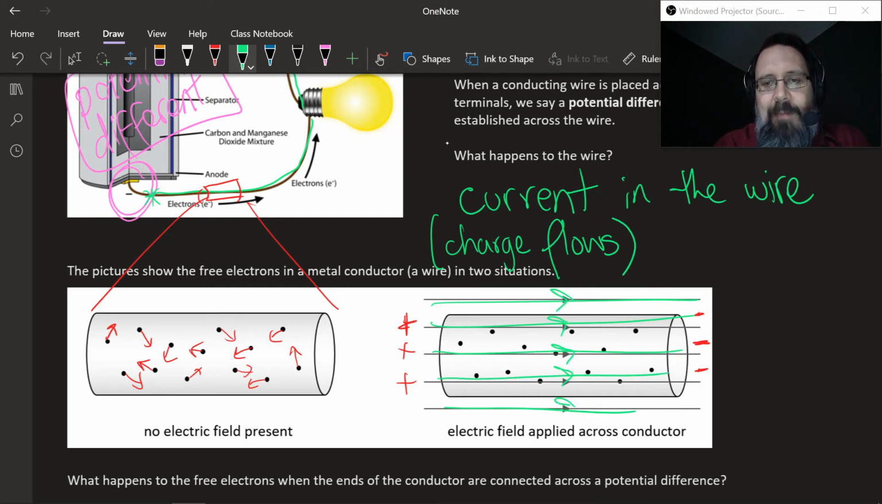And so what's going to happen to all those electrons? Remember, the electrons have negative charge. What's going to happen to all those electrons if they're inside this electric field? What are the electrons going to do? Which way will they move? To the left. They're going to move to the left. So now every single one of these electrons is going to move to the left.